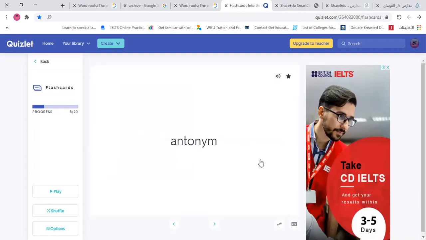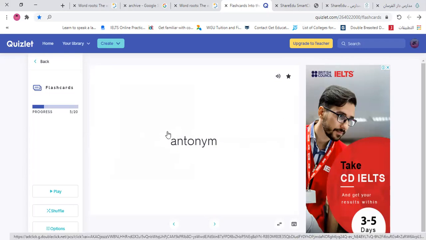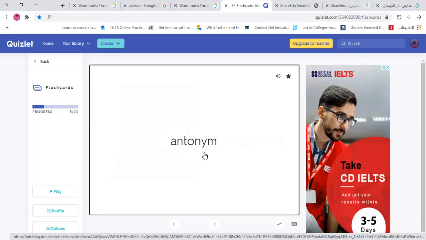Then we have antonym. What does it mean, antonym? It's the opposite of synonym. If synonym means two words that are similar in meaning, so antonym, they are what? Two words that are what? Not the same meaning. Opposite. Two words that have different meaning from each other.